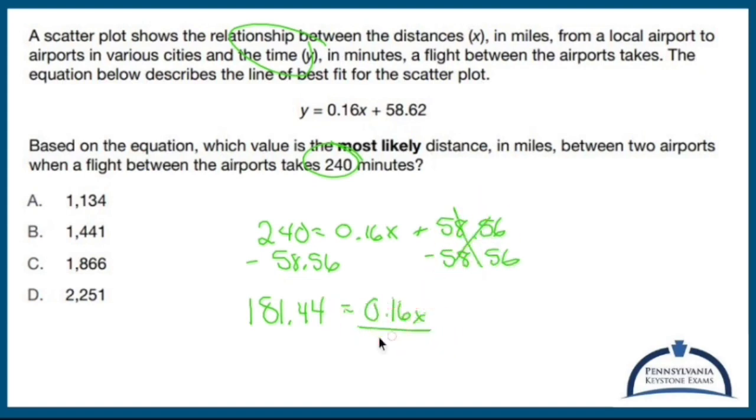Now, no matter what, there's no way I could do that divided by 0.16. So I'm going to have to refer to my calculator, or in this case, I'm going to use Siri. Okay, my calculator says 1134. Bada bing, I like it.